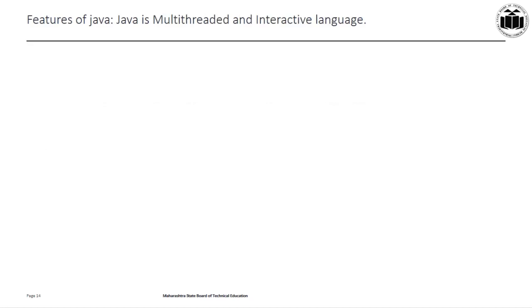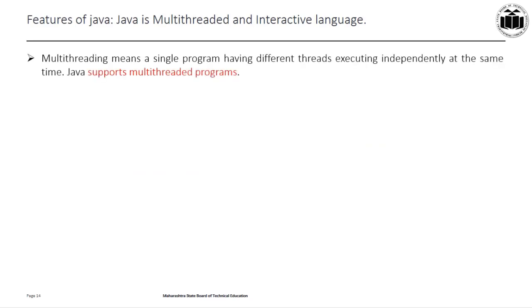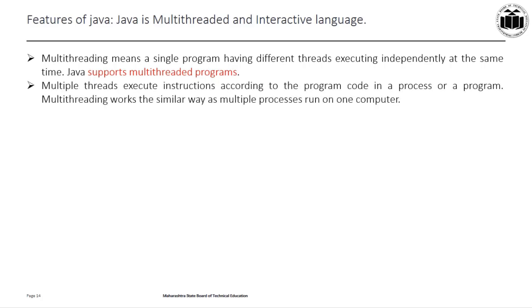Our next feature is that Java is a multi-threaded and interactive language. Multi-threading means a single program having different threads executing independently at the same time. Java supports multi-threaded programs. Multiple threads execute instructions according to the program code in a process or in a program. Multi-threading works in a similar way as multiple processes run on one computer.